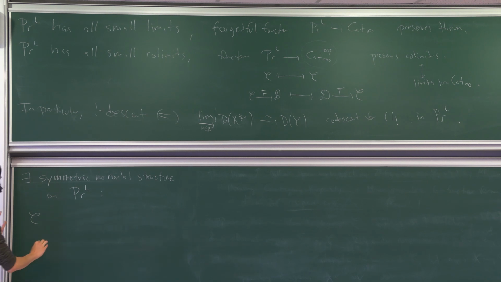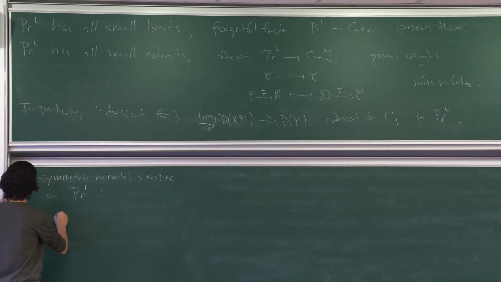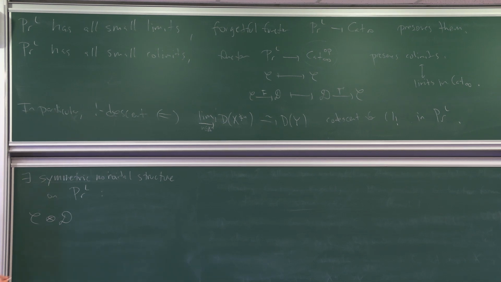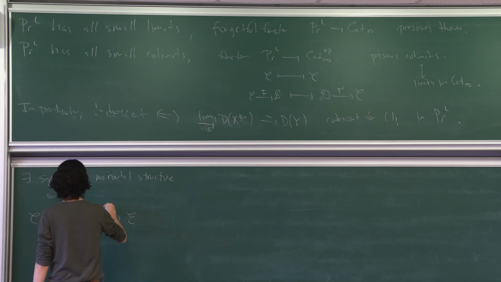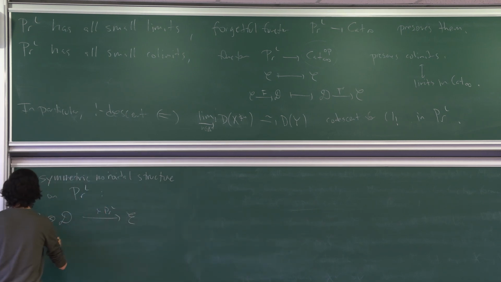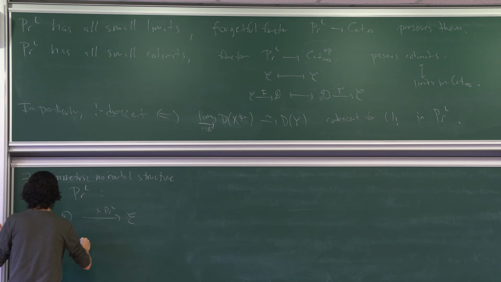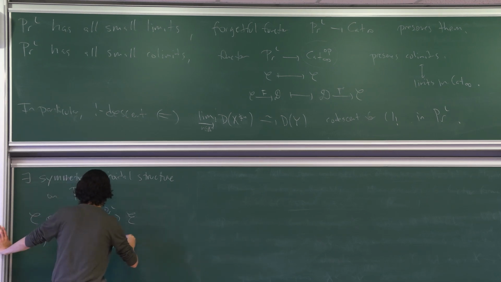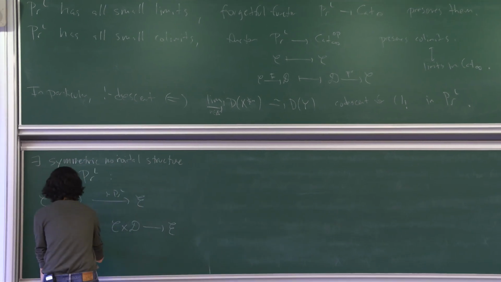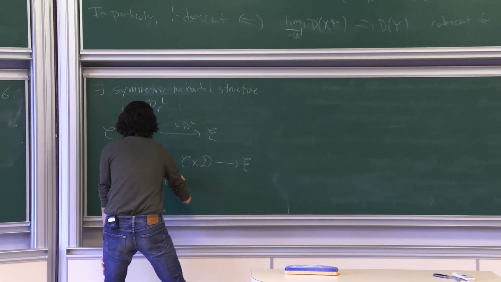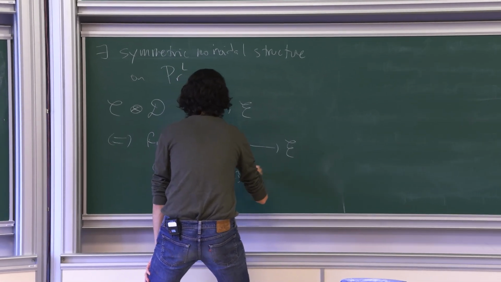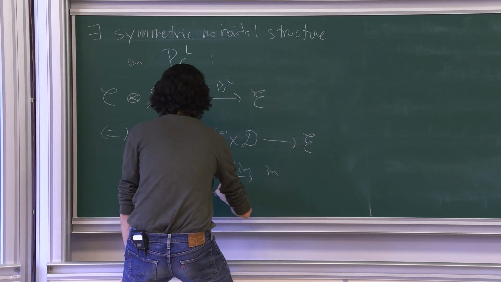So it's a tensor product, and it's characterized by a universal property, just like you would expect out of a tensor product. Maps in PRL from C tensor D to E are the same thing as functors from the product which commute with colimits in each variable separately.